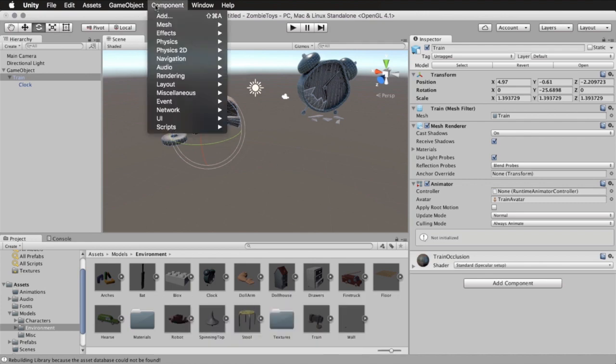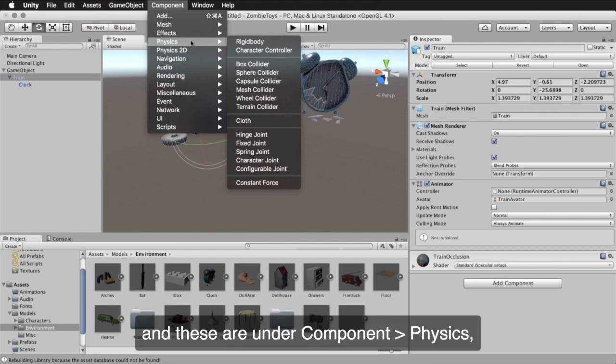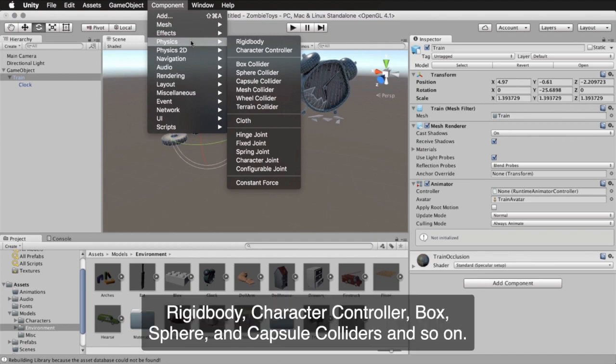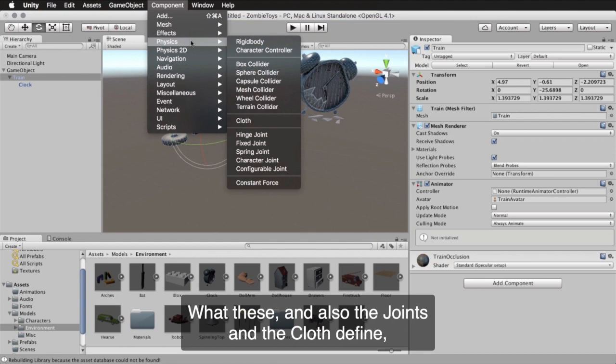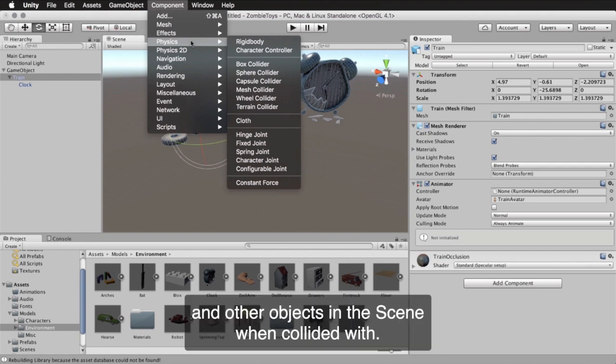We can do this by adding on physics components, and these are under Component, Physics, and we can see we have a collection in here. Rigid body, character controllers, box, sphere, and capsule colliders, and so on. What these, and also the joints and cloth, define are the ways that this object should react to physical forces and other objects in the scene when collided with.